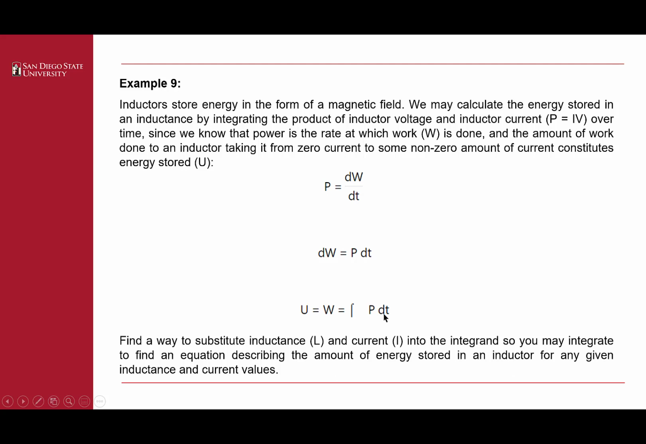And we also know what P is. Here in this explanation part, we stated that P equals I times V, current times voltage. So what we should do here is to substitute P with IV, and we will get U equals the integral of IV dt. This is good, but we cannot proceed directly from here, so we should do one more thing. Now, in our hands, we have u equals the integral of IV dt.